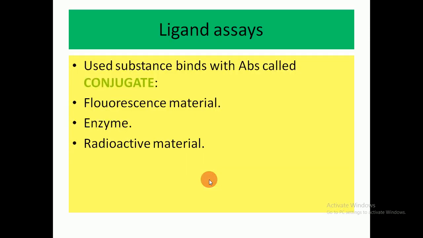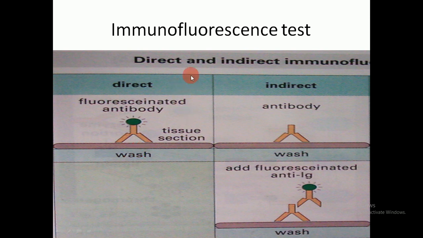The third type of immune reaction is ligand assay, in which we use a substance that binds with antibodies, called a conjugate, which is either fluorescent material, enzyme, or radioactive material. The immunofluorescence test has two types, direct and indirect immunofluorescence test.